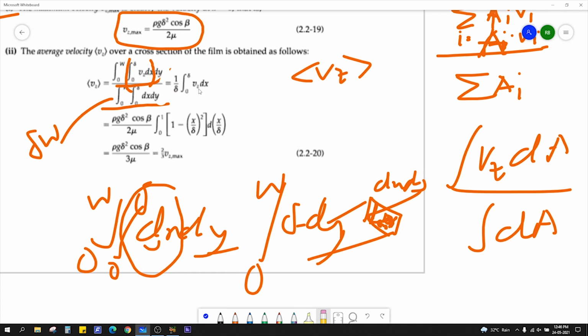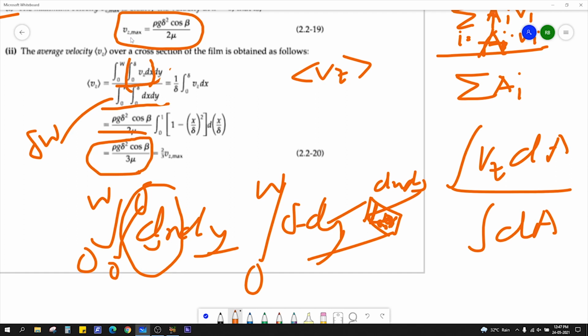So if you integrate, v_z was, you already found out, right, this times 1 minus x squared. So you have to integrate this. This part is constant, so it goes out, right? Okay, delta was there. So if you take it out, then again you have to apply the chain rule here. Okay, so if you integrate, you will get this formula.